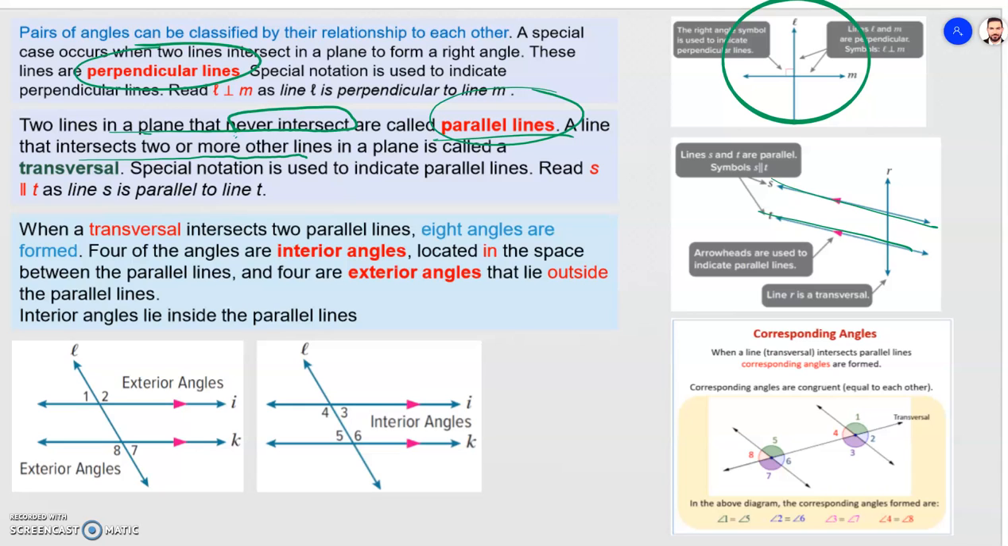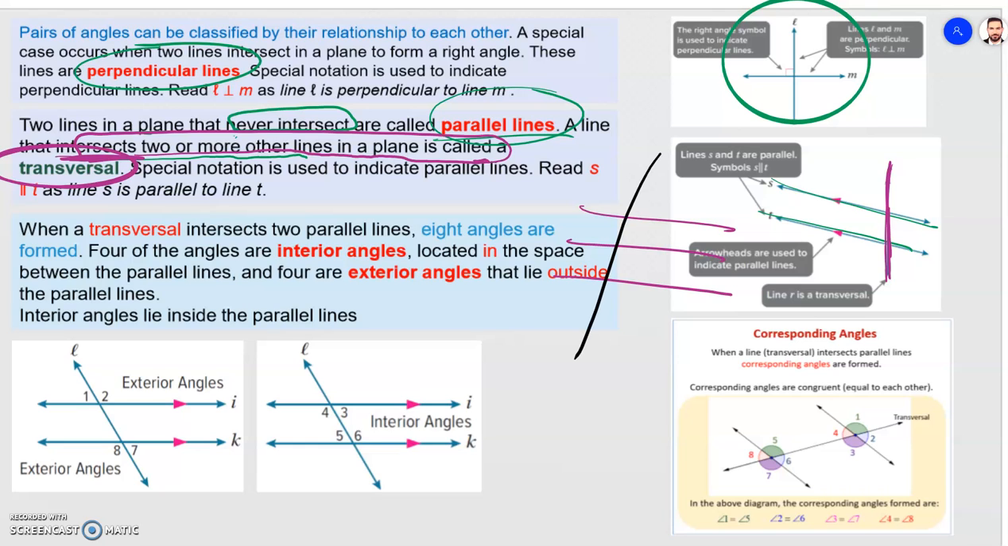And what is the transversal? The transversal is a line that intersects two or more other lines. The line that intersects two or more other lines is a transversal. When you have two or more parallel lines and you have a line intersecting them, the black line is called the transversal. As you can see here, those are transversals.